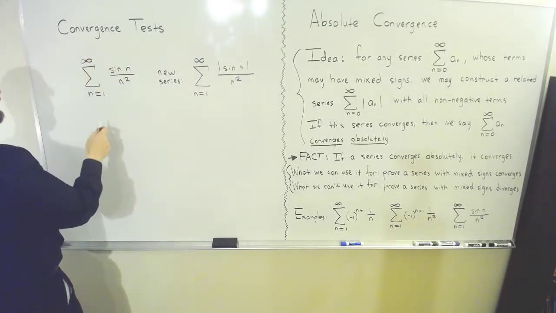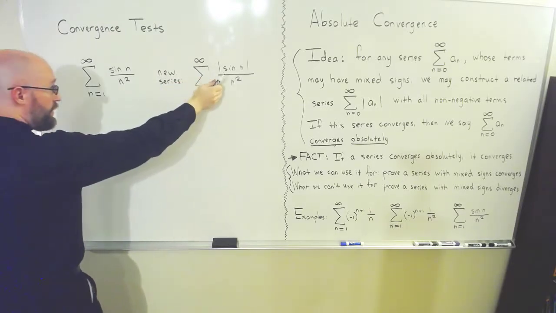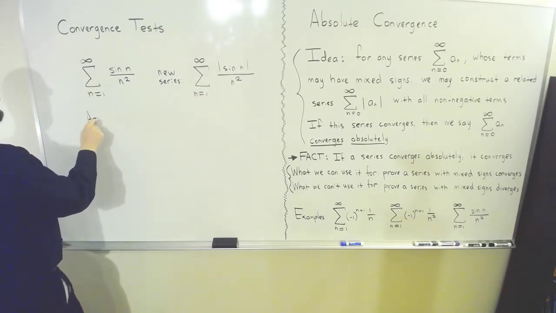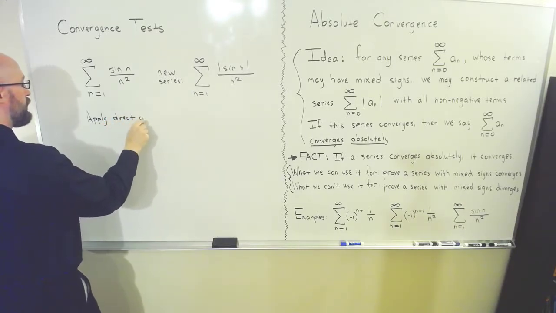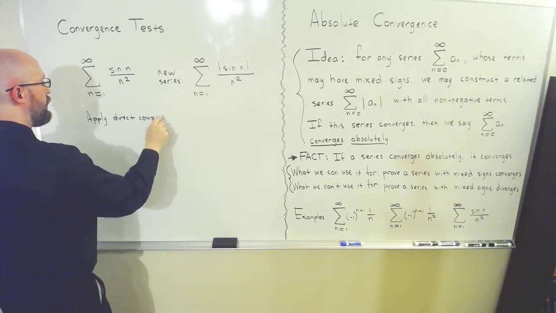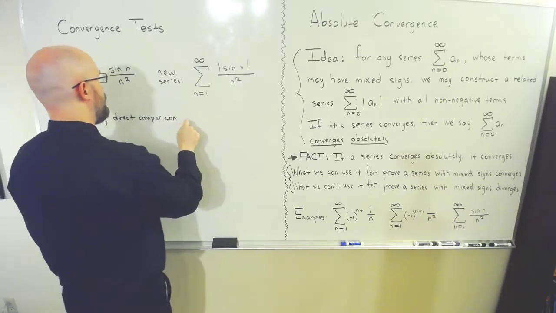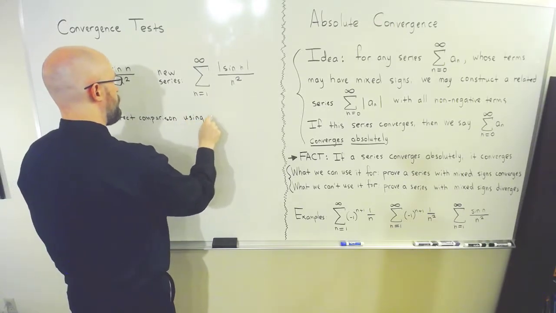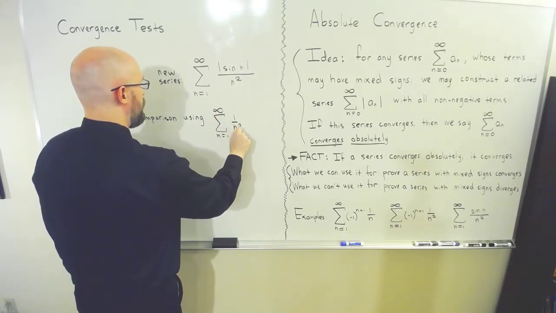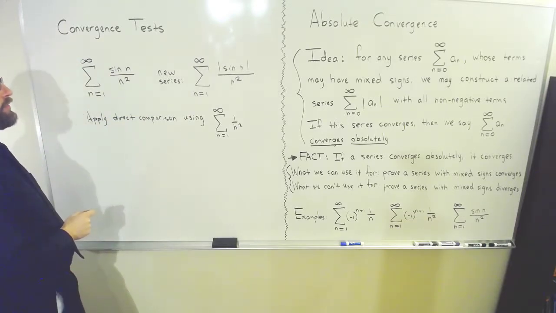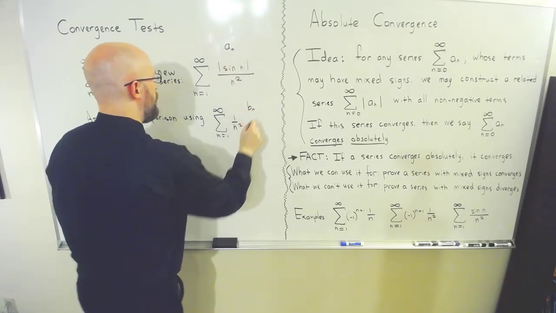Well, next what we could do is a comparison test on this series. We could do either direct or limit comparison. We'll do direct comparison. So apply direct comparison using this one, just 1 over n squared. Here, these are going to be my a_n's, and these are going to be my b_n's.